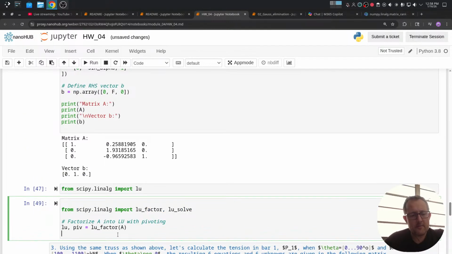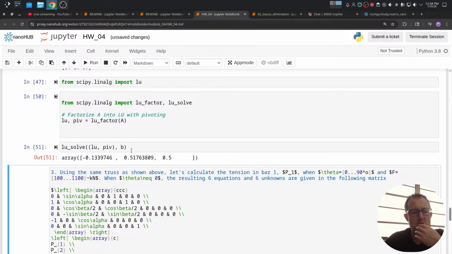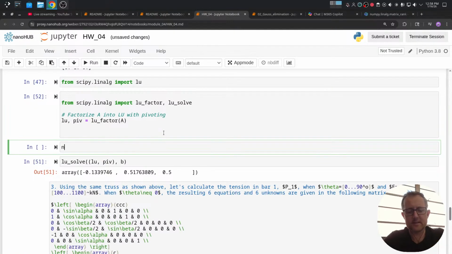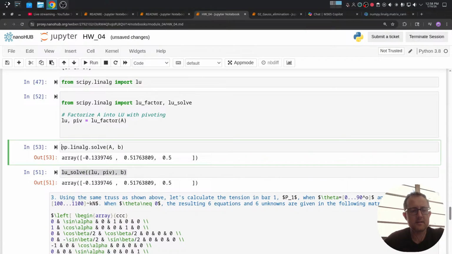So if I grab this LU factor and then say LU solve of, I think I say LU comma PIV and B, like that. And let's double check that it's the same thing. All right, so it's the same answer. So LU solve and linalg solve give me the same thing.